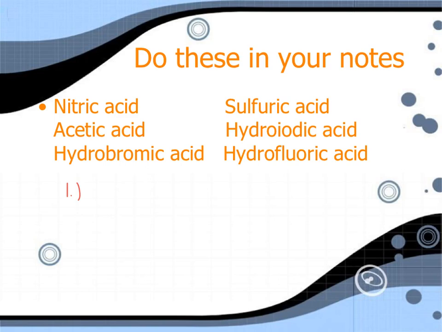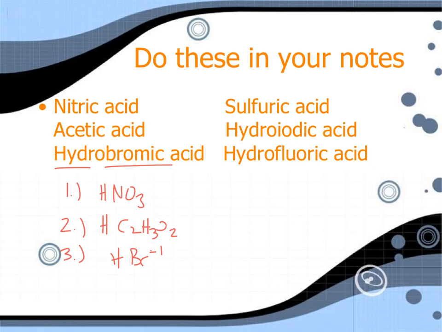First one, nitric, has no hydro, so it's nitrate, NO3 minus 1. Put a hydrogen in front, you've got HNO3. Next up, another one without a hydro in front, so it's acetic or acetate, which is C2H3O2 minus 1 charge. Again, put one hydrogen in the front to balance the charges. This next one has hydrobromic, so it's just Br or bromide. Minus 1 charge, put a hydrogen in front to balance charges, HBr.